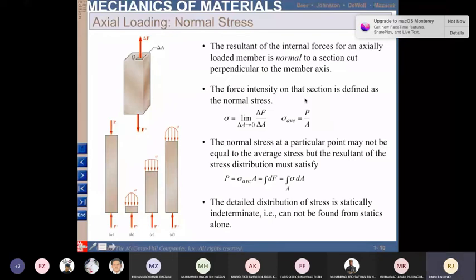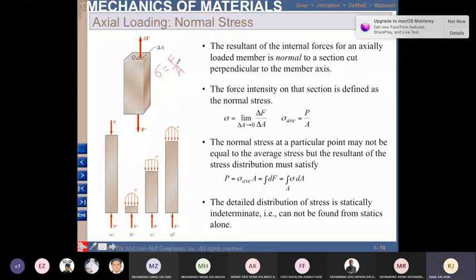So axial loading is normal loading, normal stress. Normal stress occurs when the force is perpendicular to the area.